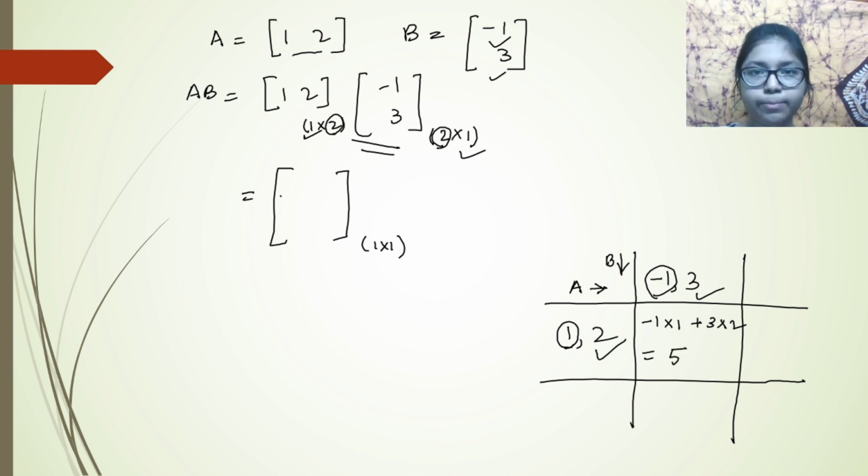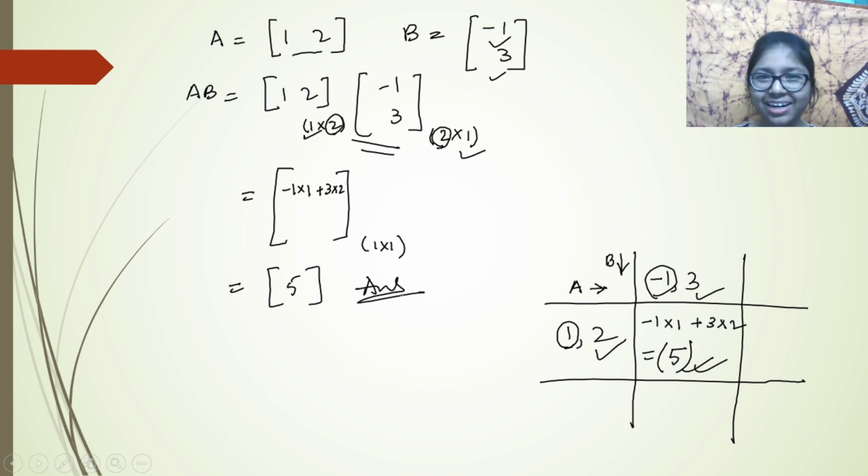So in the fair part, you have to write what you have written in this box part. So -1 into 1 plus 3 into 2. Okay. In the last step, what you have to write? This bracket part, that is 5. So done, very easy, as clear as water. So I think this is the only way in which you can avoid mistakes in matrix multiplication.